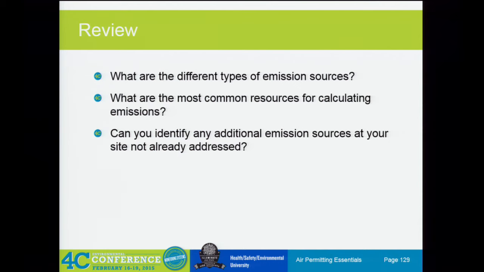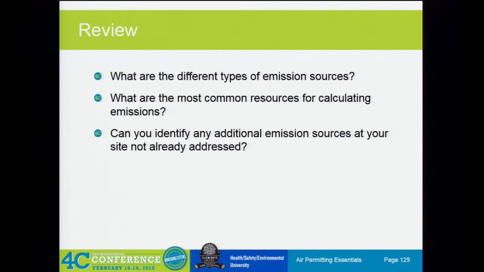All right. So to review, what are the different types of emission sources? We covered a bunch. What was one of them that we covered? Somebody? A little bit of audience participation. Tanks, flares, control devices, wastewater, cooling towers, process vents. Very good.